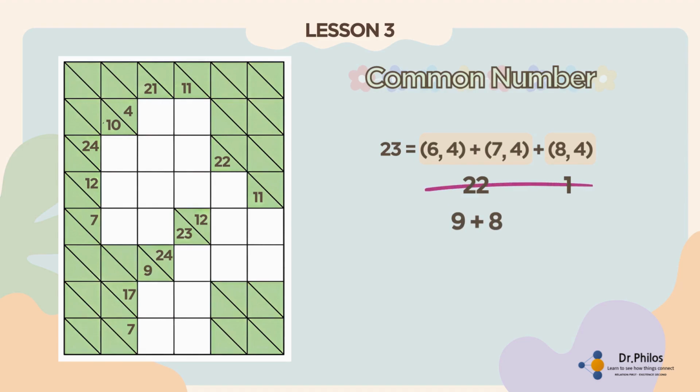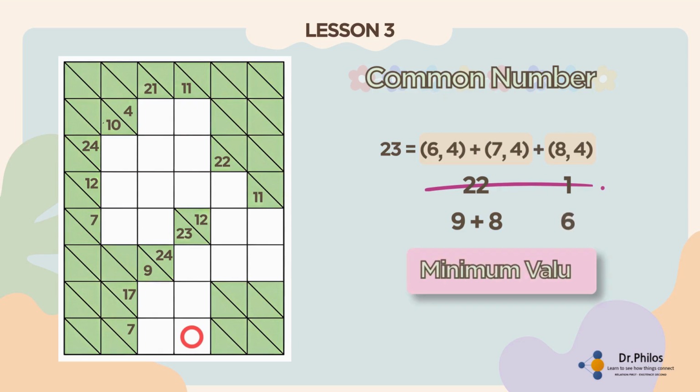Then what number do we have to start with for 8, 4? It has to be at least 6. Let's call that the minimum value for 8, 4 is 6. Yes. That means the same thing.